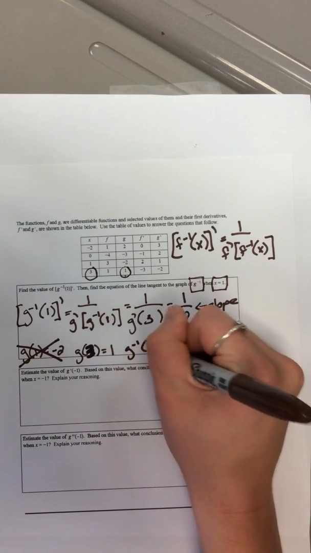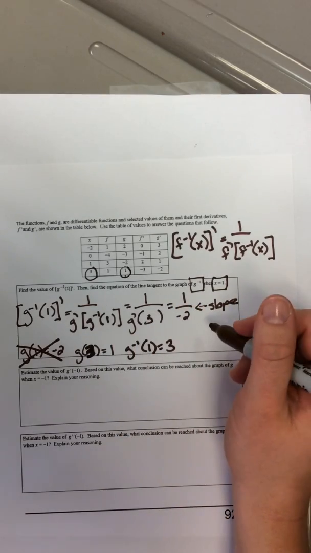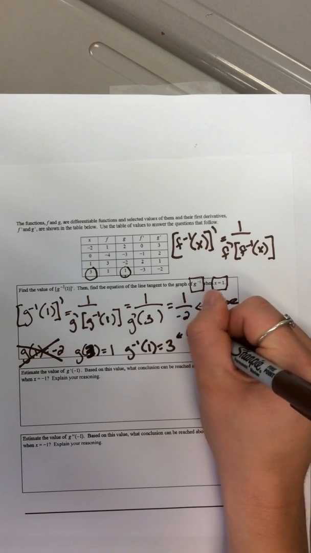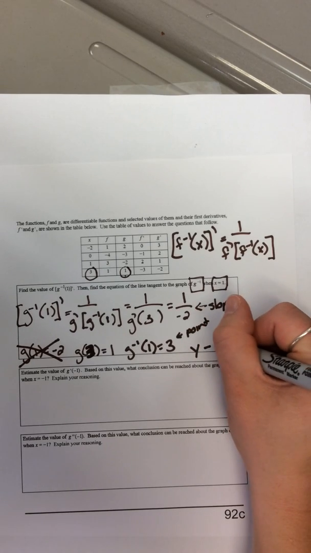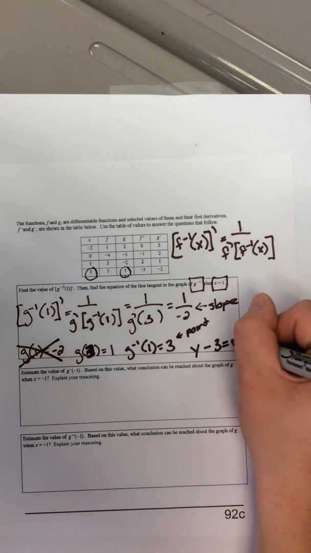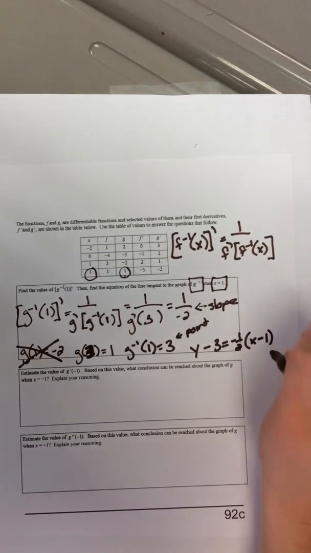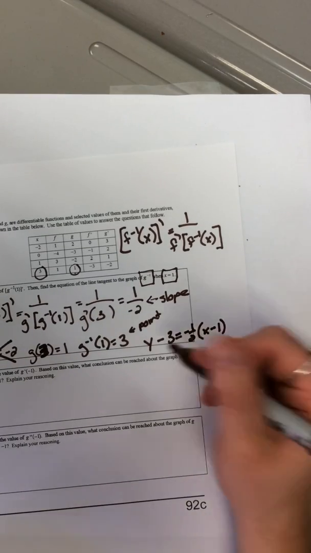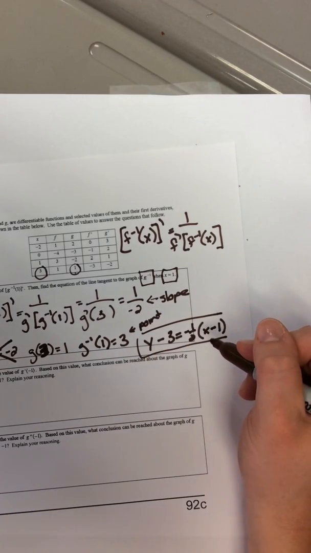Okay, g inverse then of 1 would be 3 because my x's and my y's switched. So when you're writing this, this is my slope, this is my point. y minus y1 is equal to m times x minus x1. Ta-da! We did it! And you could simplify, but I'm not going to.